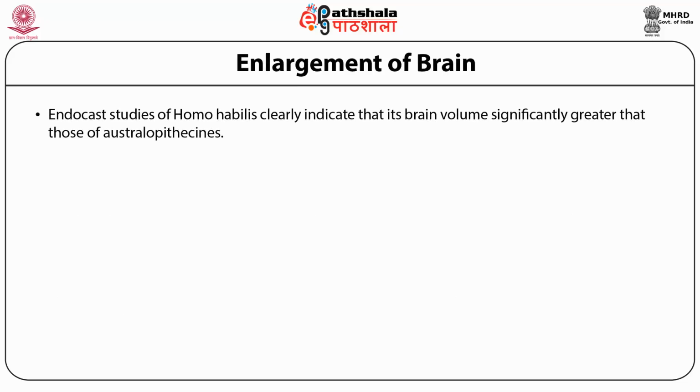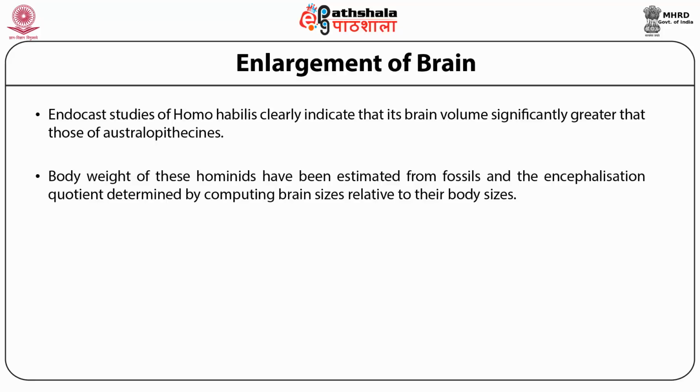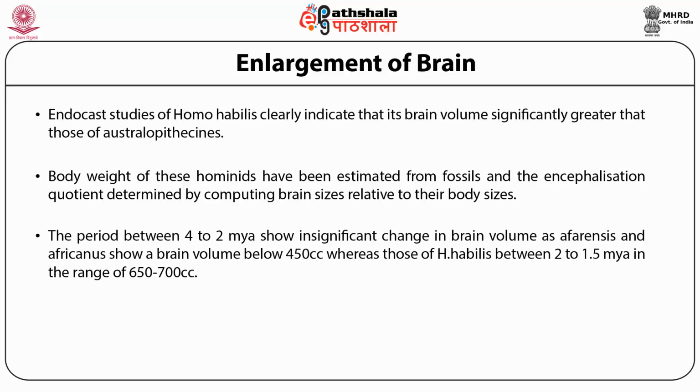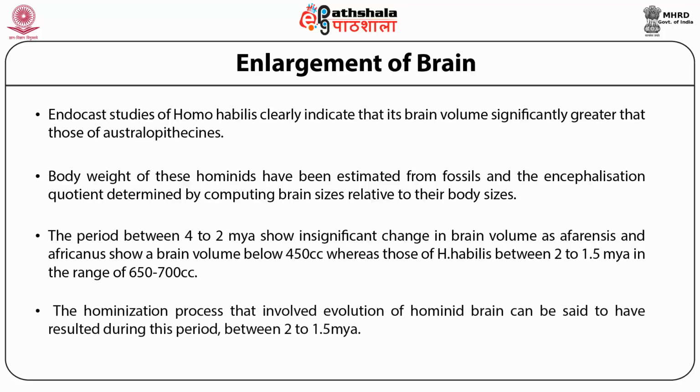Endocast studies of Homo habilis clearly indicate that its brain volume is significantly greater than that of Australopithecus. Body weight of these hominids has been estimated from fossils, and the encephalization quotient determined by computing brain size relative to body size. The period between 4 to 2 million years ago reflects insignificant change in brain volume, as Australopithecus afarensis and Australopithecus africanus showed a brain volume below 450 cc, whereas Homo habilis, between 2 to 1.5 million years ago, was in the range of 650 to 700 cc. The hominization process involving evolution of the hominid brain can be said to have occurred during this period between 2 and 1.5 million years ago.